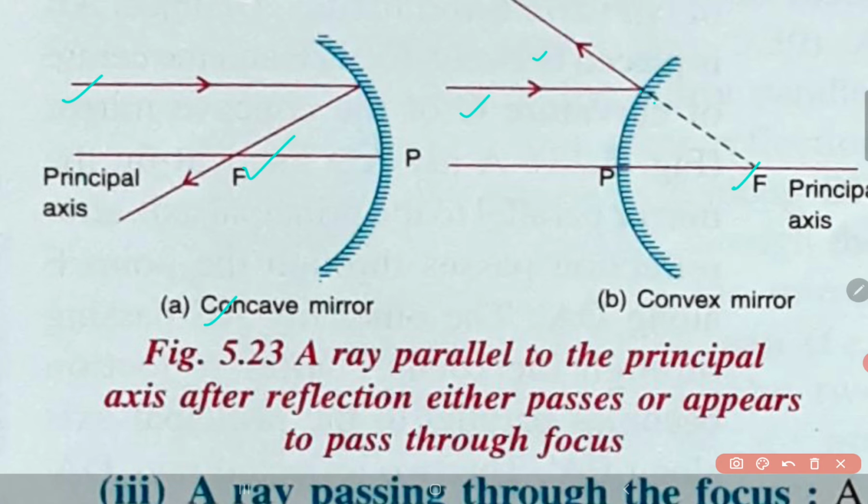So a ray parallel to the principal axis after reflection passes through the focus, and a ray parallel to the principal axis after reflection appears to come from the focus. So this is the second convenient ray which we can use for our ray diagrams. Let us go to the third one.